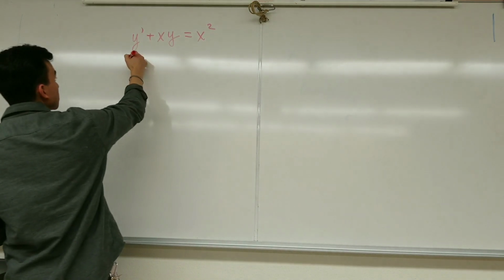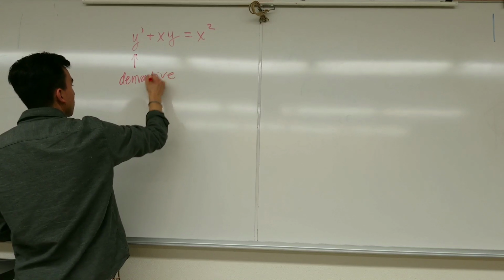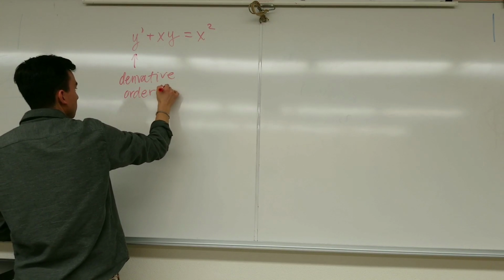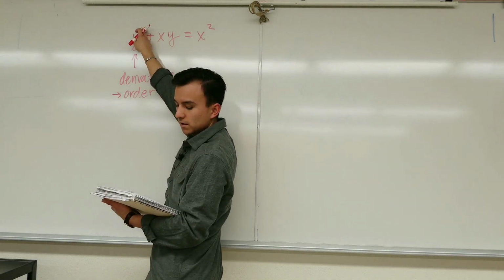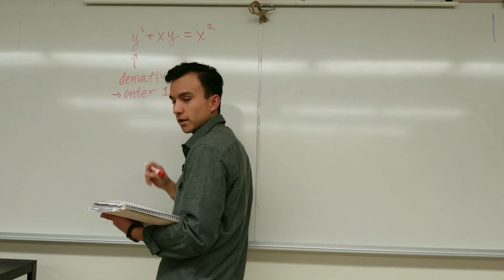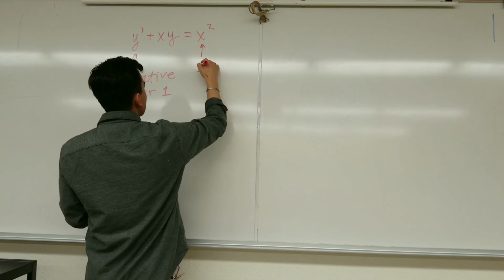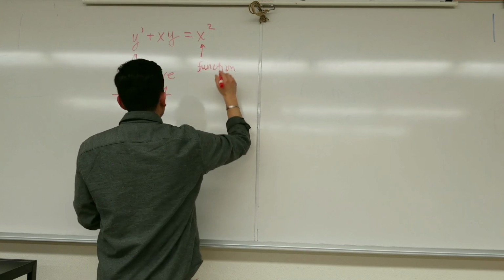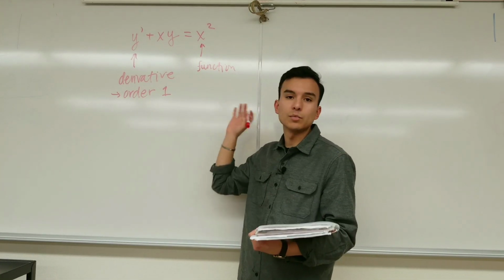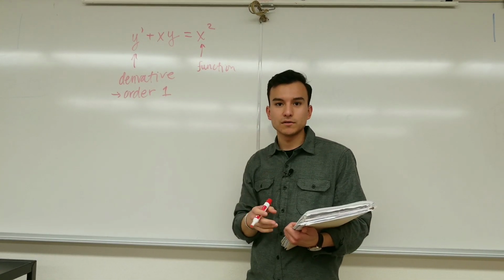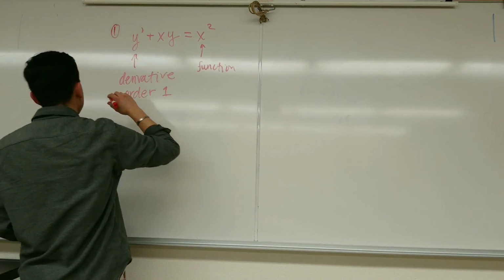Now this derivative, this is order 1, and you can see it's order 1 by the prime, and so here we have our function. And we're going to figure out how these two components are important to the differential equation. So that's one thing to know about differential equations.